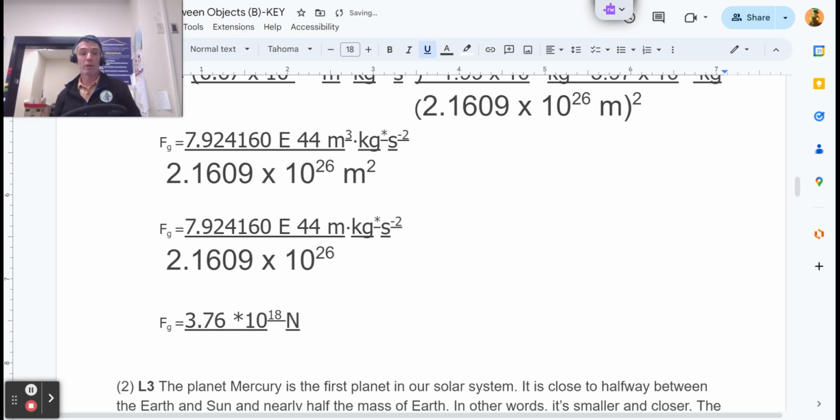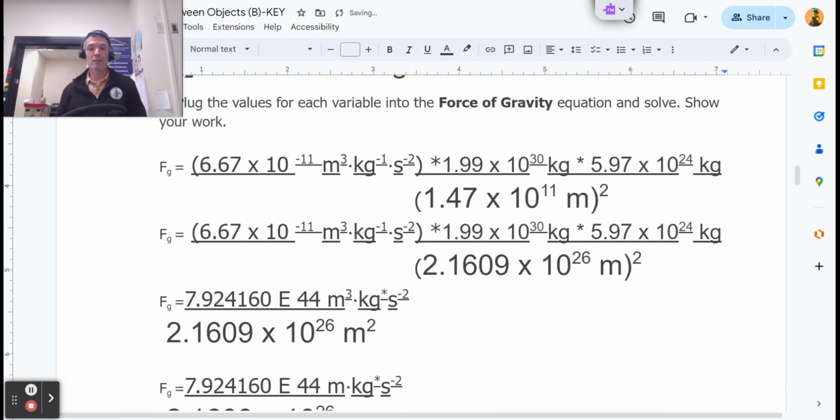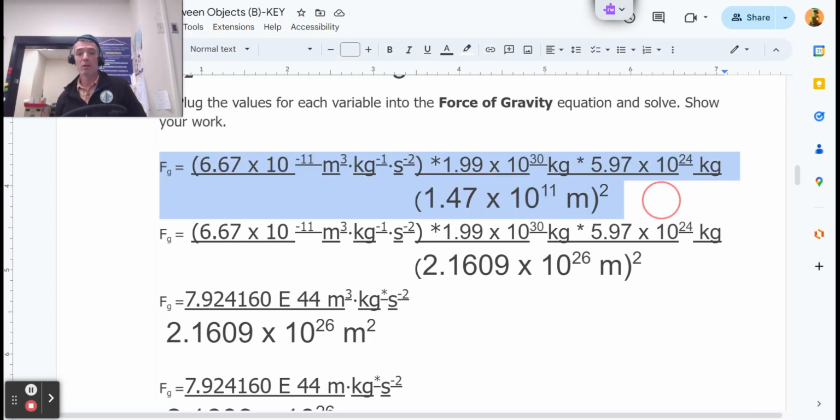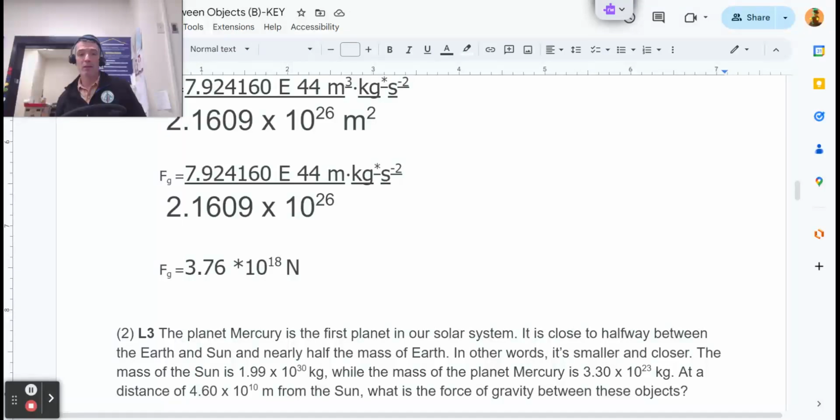All right. You wouldn't underline it. You don't have to. All right. That is the whole problem. You just need to really, you can write that out and then write this out. Okay.